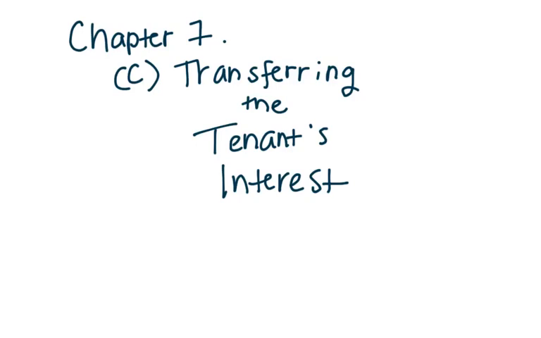All right, we're going to continue with Chapter 7. We're on subsection C, where we're talking about transferring the tenant's interests. There are two types of mechanism a tenant can use to transfer her rights that come with the lease. The first is by assignment, and the second is by a sublease.